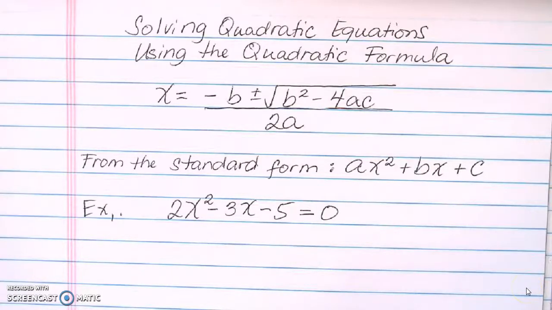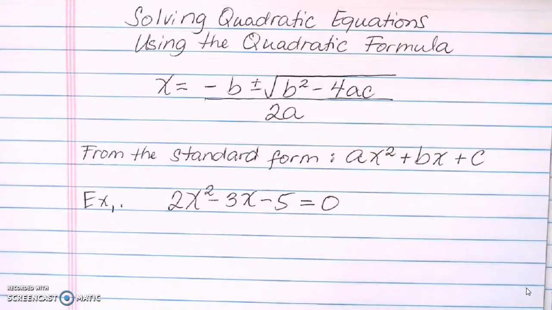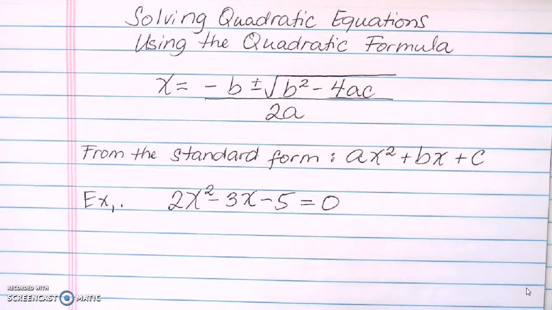Today we're going to be solving quadratic equations using the quadratic formula in the form of x equals negative b plus or minus the square root of b squared minus 4ac all over 2a, using the standard form ax squared plus bx plus c. Okay, so for our first example, we're going to use 2x squared minus 3x minus 5 equals 0.